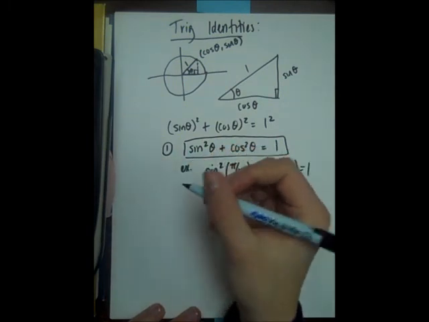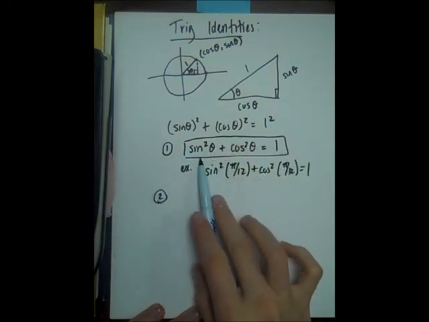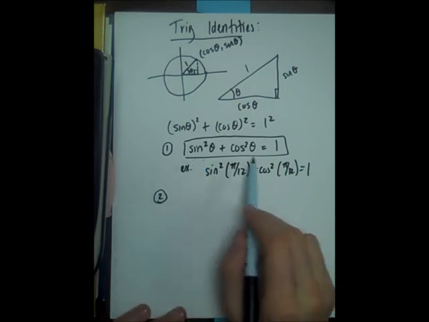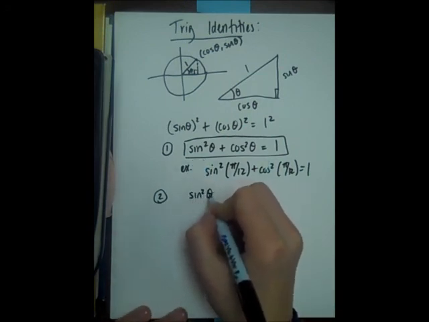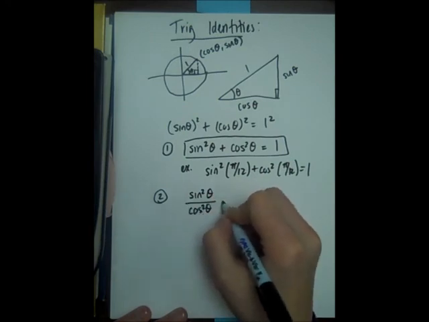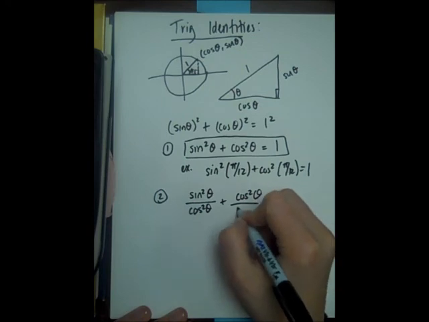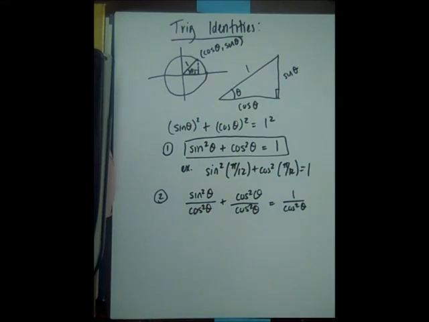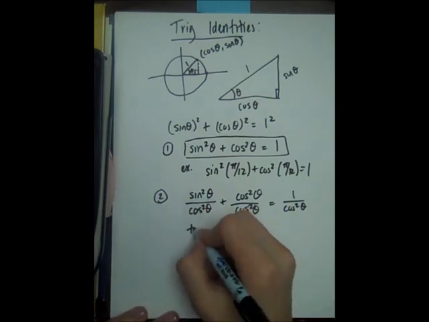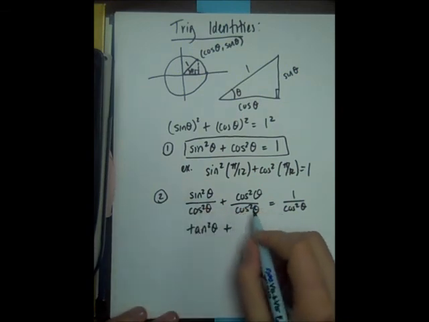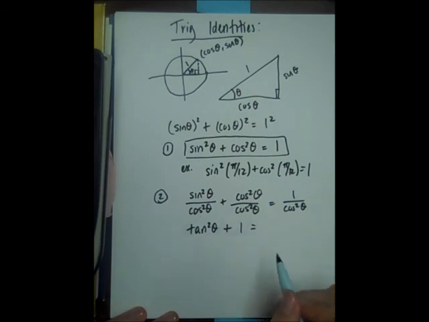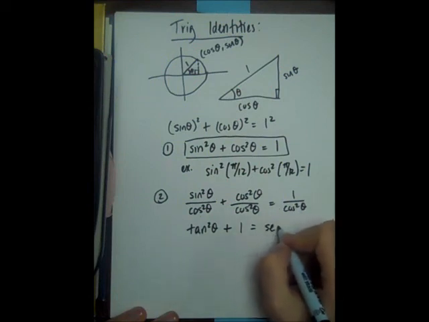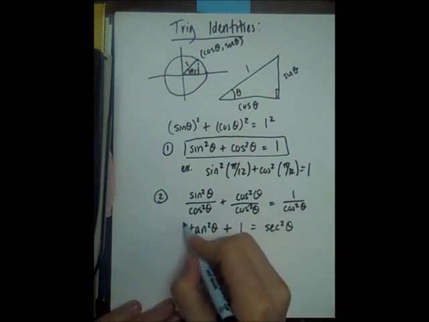The second big identity comes from dividing this equation by cosine squared. If I divide this equation by cosine squared, I'll get sine squared theta over cosine squared theta plus cosine squared theta over cosine squared theta equals 1 over cosine squared theta. Sine squared over cosine squared, well, remember tangent was sine over cosine, so this is tangent squared. Cosine squared over cosine squared is 1. And remember, 1 over cosine was secant, so this is secant squared. And that's our second equation.